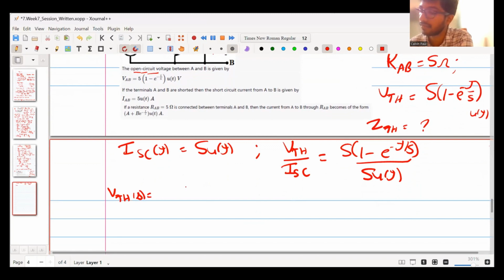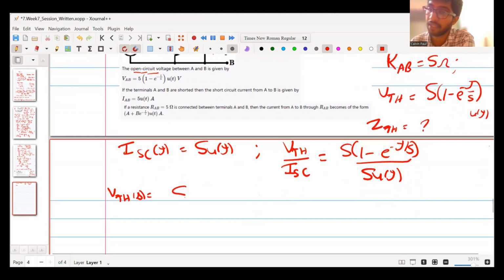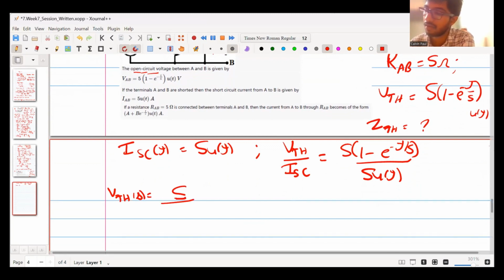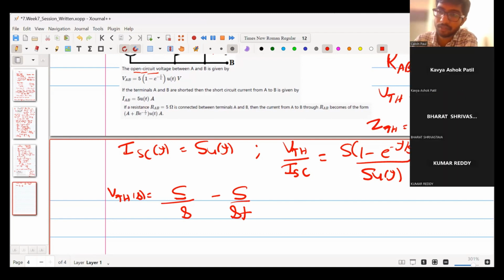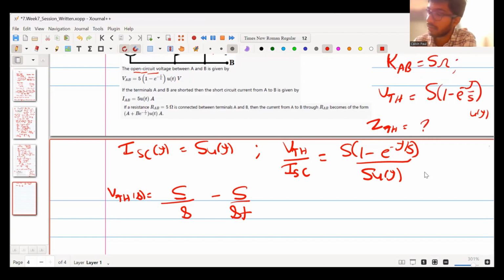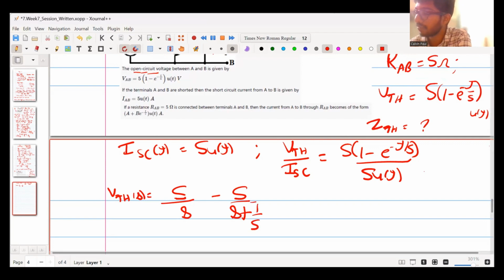5 by S minus 5. S plus 5, sir. What about the other term? 1 by 5. You said 1 by 5? Okay, it is S plus 1 by 5. So 5 by S plus 1 by 5, because it's in the denominator, right? Okay, sir.